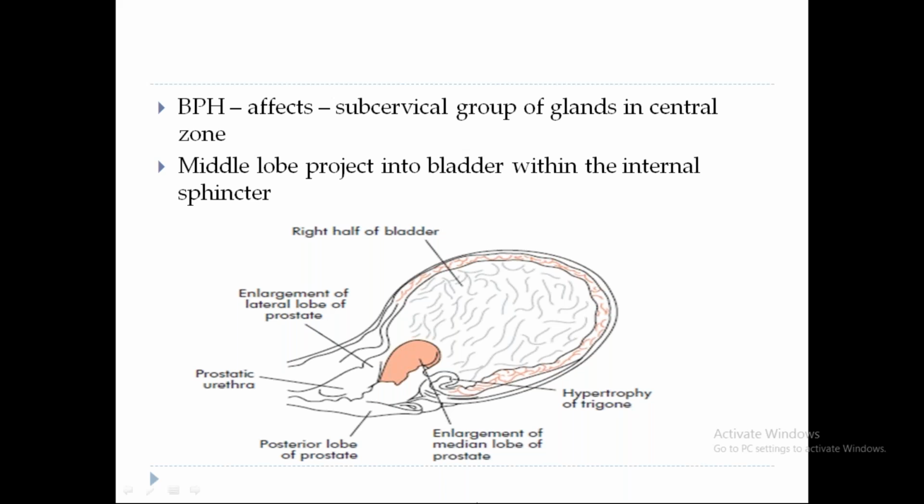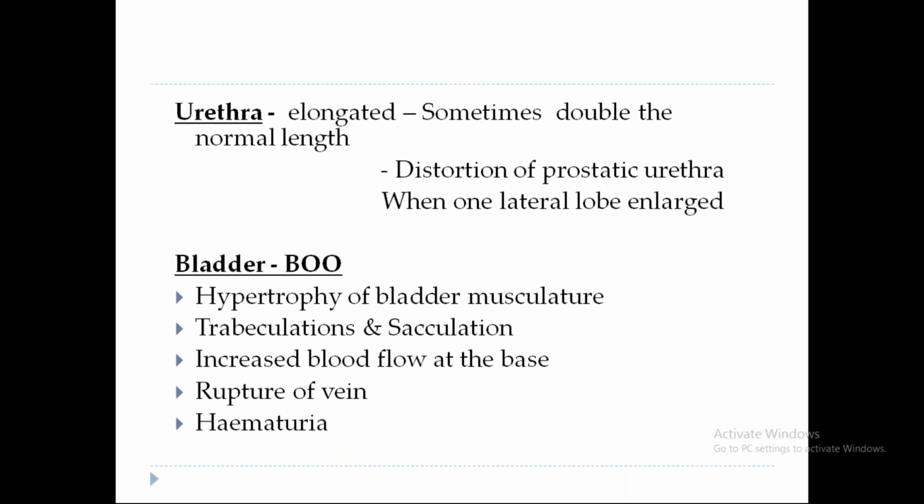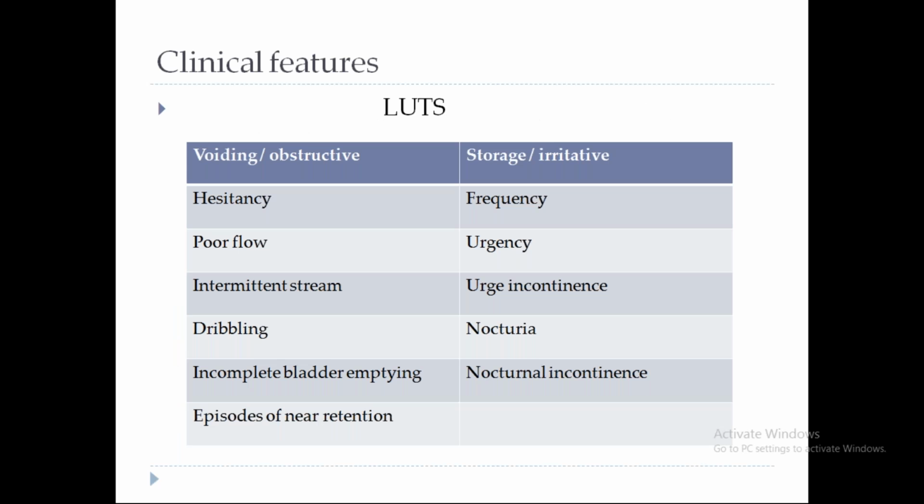Again, I'll show that image. See, hypertrophy will be present. Later, trabeculations and saculations are present. And these vessels will be dilated, and rupture of these leads to hematuria. This all develops when the prostate is more enlarged, so that it causes bladder outlet obstruction.